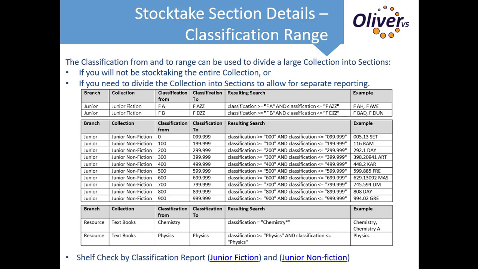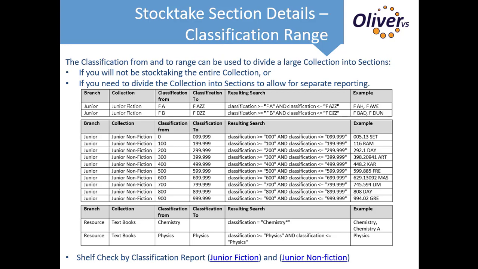The classification range can be used to divide a large collection if you will not be stocktaking the entire collection, or if you need to divide the collection into sections to allow for separate reporting. For example, you could split a large fiction collection up into sections. Entering a classification range from F space A to F space AZZ would cover all resources within that range.